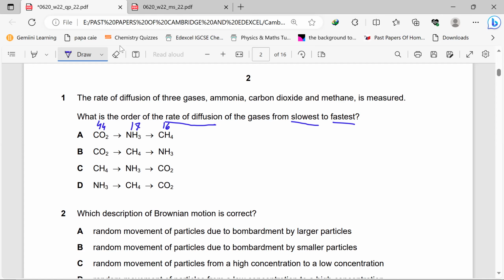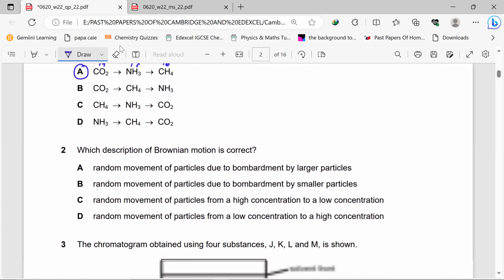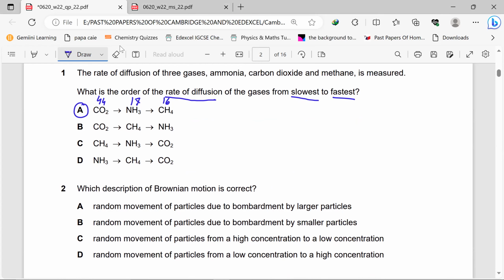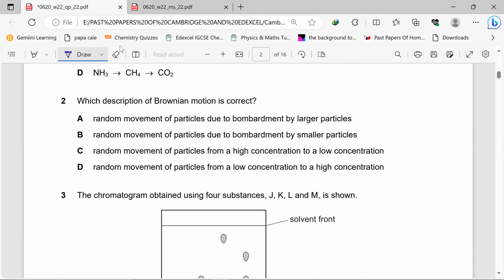Slowest to fastest. So the gas which is most heavy will be slowest, and the gas which is lightest will be fastest for sure. So 44, 17, 16 is slowest to fastest, so A is the only correct answer. In this question, what we need to understand is lighter particles travel faster than heavier ones. So A is the only correct answer for question number 1.